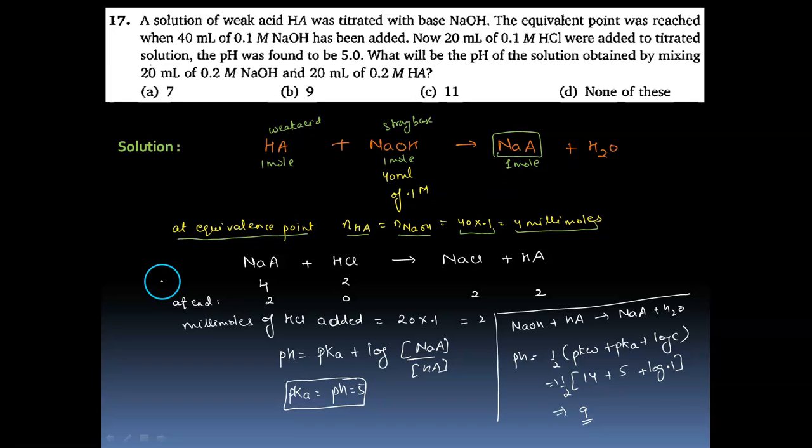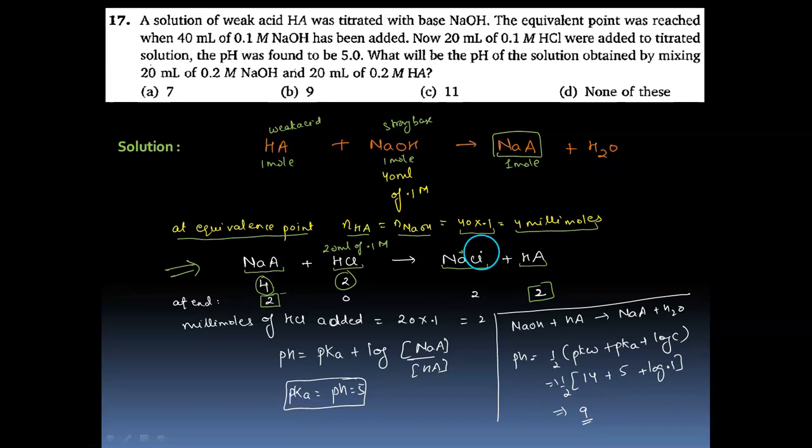Then further, 20 ml of 0.1 molar HCl was added to the titrated solution. Now what happens? This salt starts reacting with a strong acid to give us NaCl and HA. We already had 4 millimoles of NaA from stage 1. Now we are adding 20 ml of 0.1 molar HCl, so millimoles is 20 into 0.1, which is 2. When this reaction happens, out of 4 millimoles of NaA, 2 are lost in the reaction. So we have 2 millimoles of NaA and 2 millimoles of HA formed.